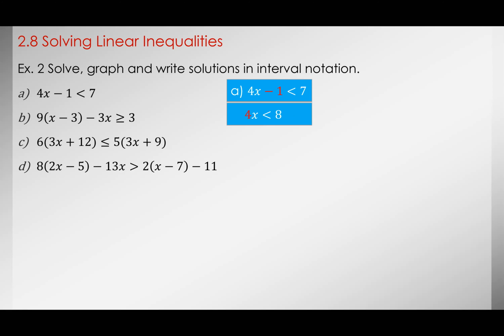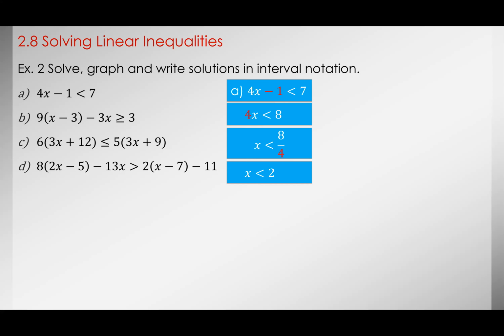And how do I get rid of the 4? Well, if it's multiplication on one side, I have to divide. In this case, 8 divided by 4 gives me 2. So as you can see, this is our goal: our objective for solving is to get X by itself.